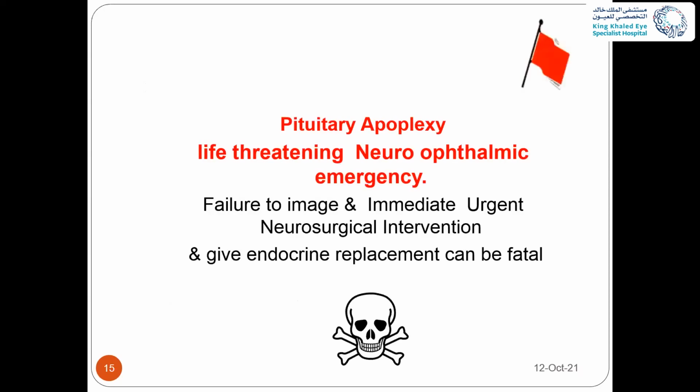So pituitary apoplexy is a life-threatening neuro-ophthalmic emergency. Failure to image, to arrange immediate urgent neurosurgical intervention, and to give endocrine replacement can be fatal. So why is it important to know it? Because you are the first line in the emergency room. You are the first person to see the signs and symptoms, able to make the differential diagnosis and relay to your senior what you have. So if you don't see, you cannot diagnose. So remember pituitary apoplexy as the first neuro-ophthalmic emergency presented in this lecture.